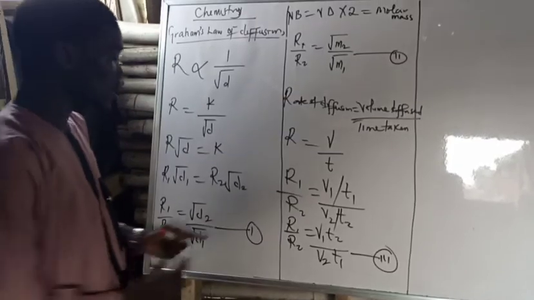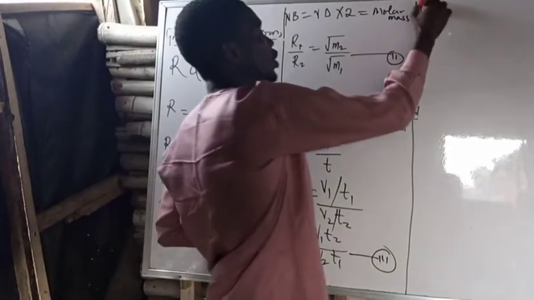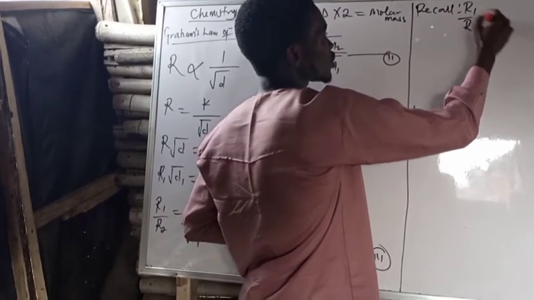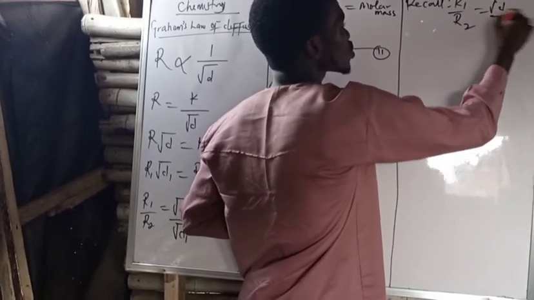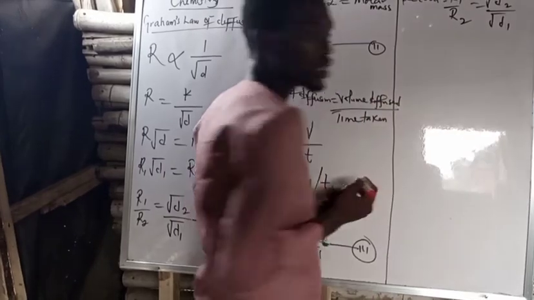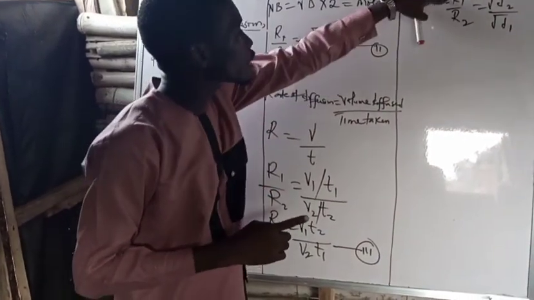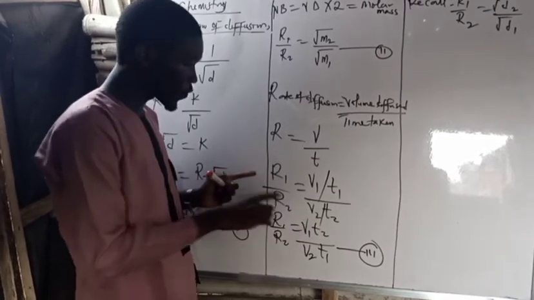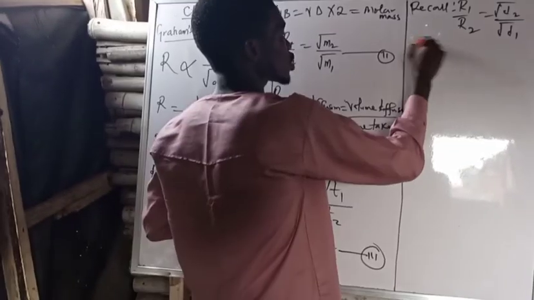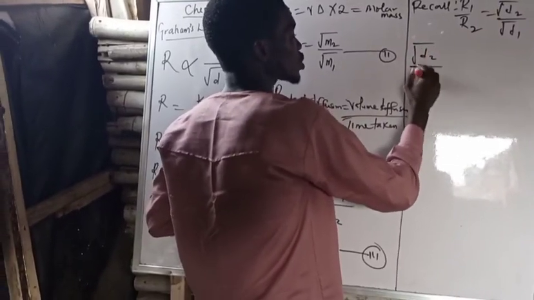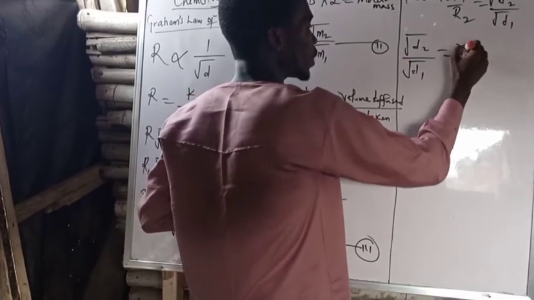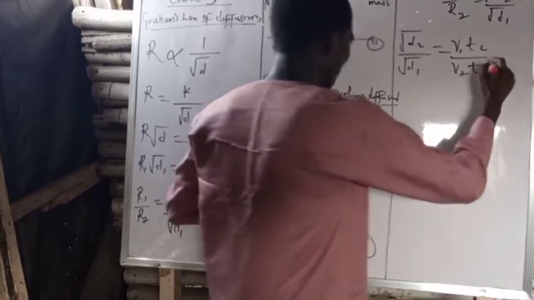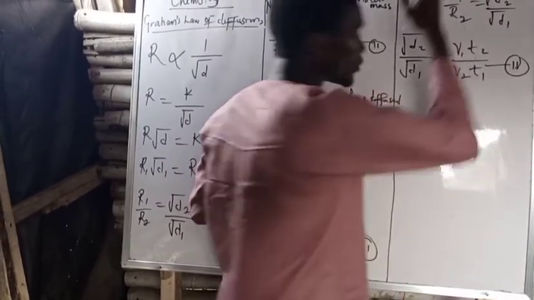So once again, recall that R1 over R2 is equal to the square root of D2 over the square root of D1. So anywhere you see R1 over R2 with respect to the rate of diffusion formula, we have the square root of D2 over the square root of D1 is equal to V1 T2 over V2 T1. I call this the fourth formula.